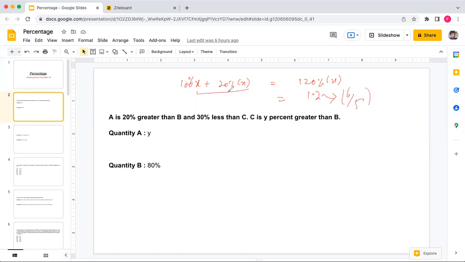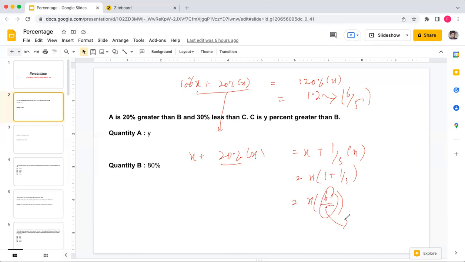And if you want to see it in fraction form, we have X plus 20% of X, and 20% in fraction is 1 by 5 of X. So just take X common. This will be 1 plus 1 over 5. This will be X into 6 by 5, and 6 by 5 is 120%. Getting the point? You need to learn about fractions, conversion of percentages into fractions and vice versa, if you want to perform well in these types of questions. Otherwise, if you just go with the decimals, you will literally waste your time.